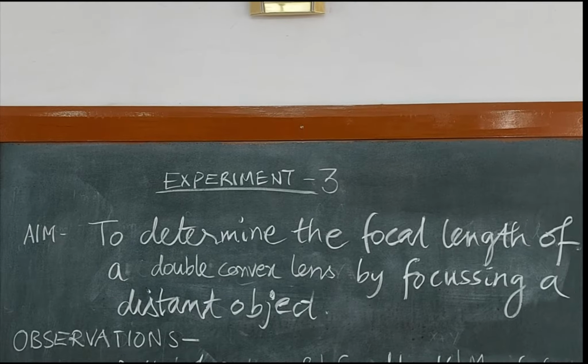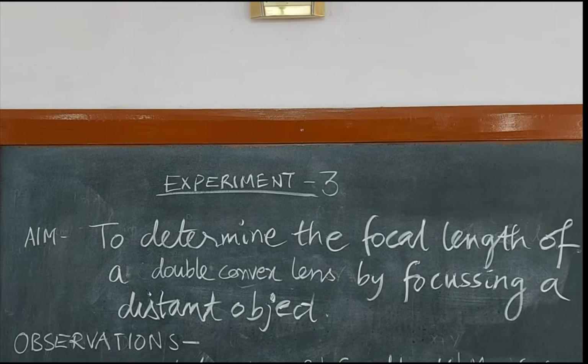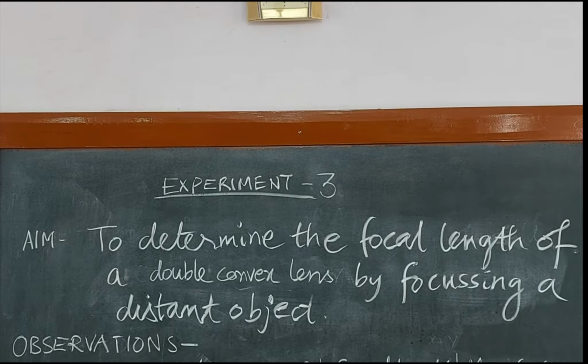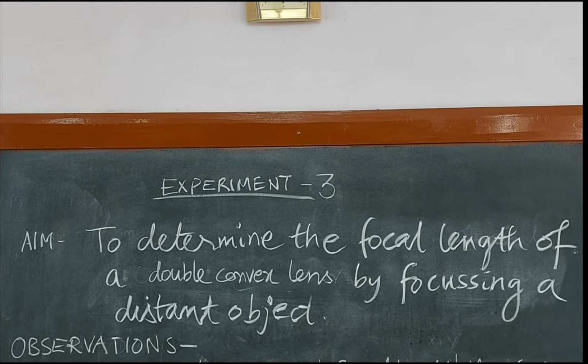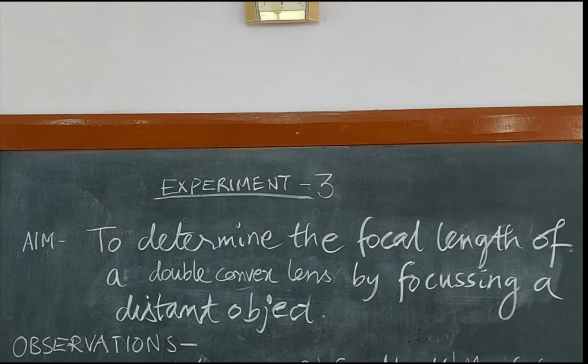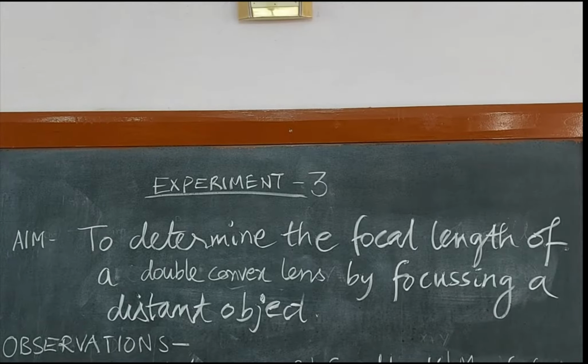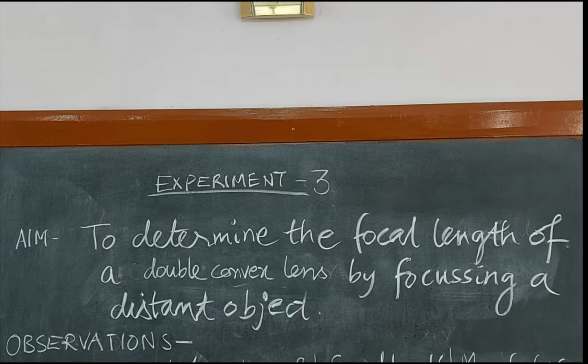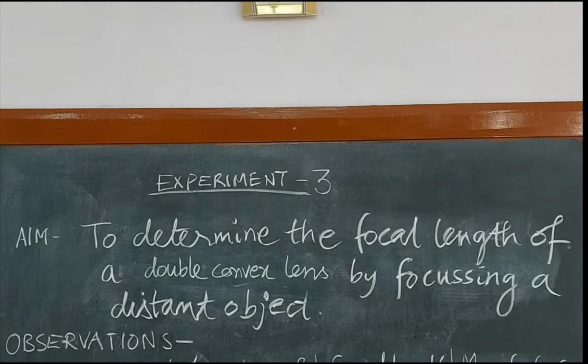And always a real image is formed which is inverted and diminished. Real means it is not obtained inside or on the backside of the lens, it is obtained in front of the lens, and we have to always use a screen or some object to get the image. So over to the experiment now.